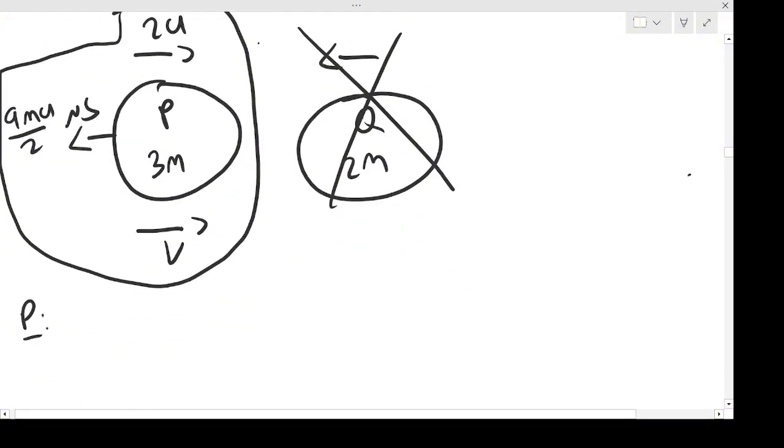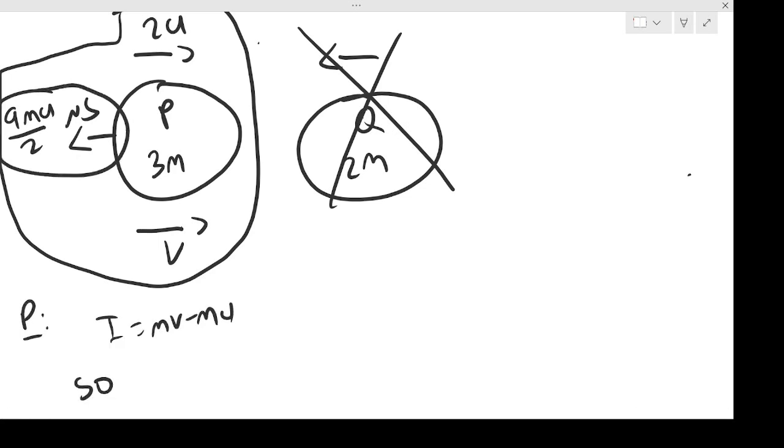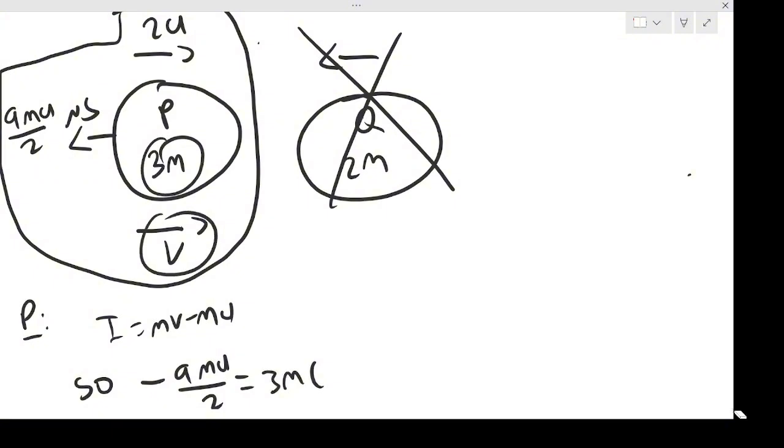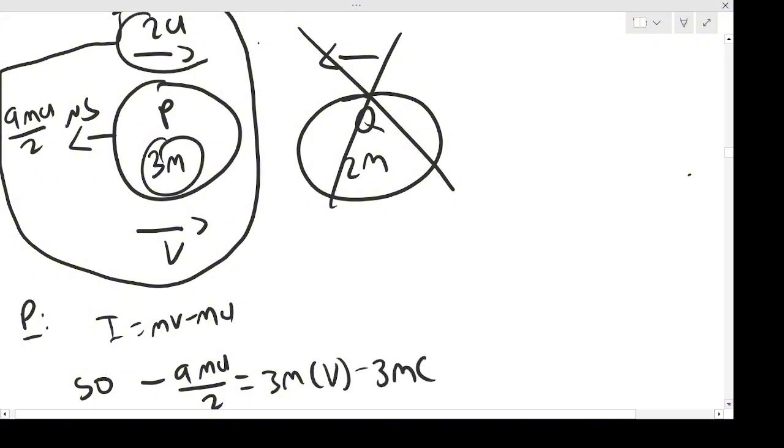So for P then, the impulse is mv take away mu. So in this case, the impulse, which is 9mu/2, but that's in the negative direction. So I need to negate that, okay? So minus 9/2 mu, which is my impulse. The mass is 3m, so 3m lots of v, take away 3m lots of u, which is the initial velocity 2u. So hopefully happy with that.